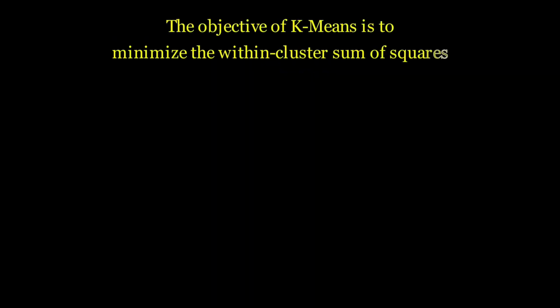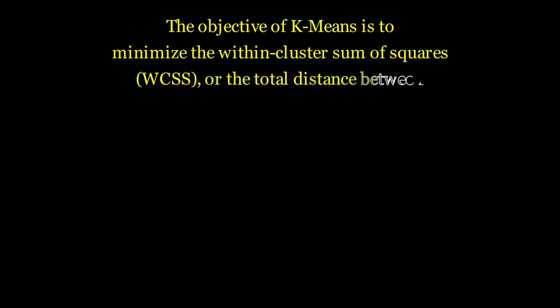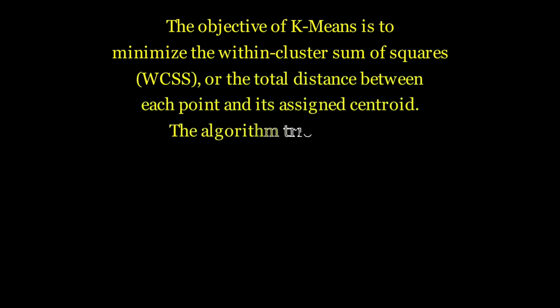What is the objective function of K-means? The objective of K-means is to minimize the within-cluster sum of squares (WCSS), or the total distance between each point and its assigned centroid. The algorithm tries to find K centers that minimize this distance.